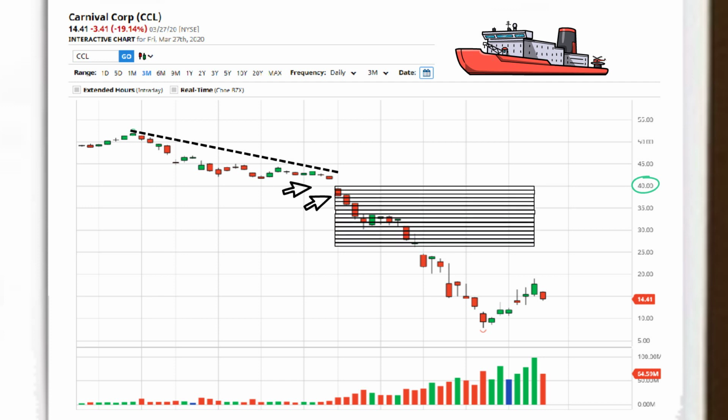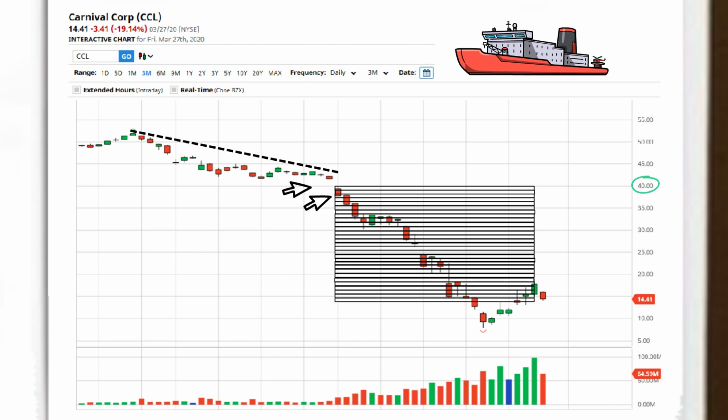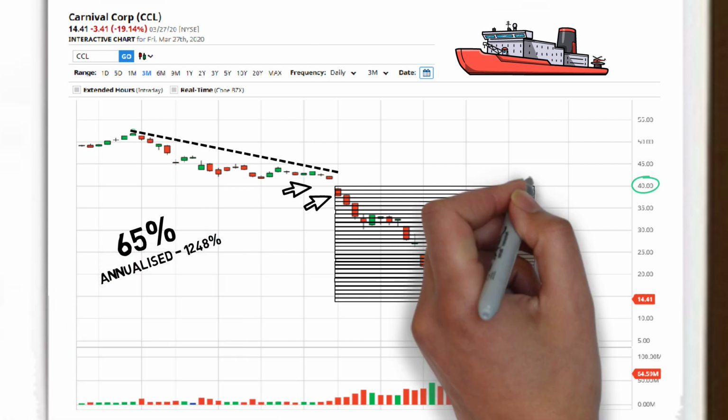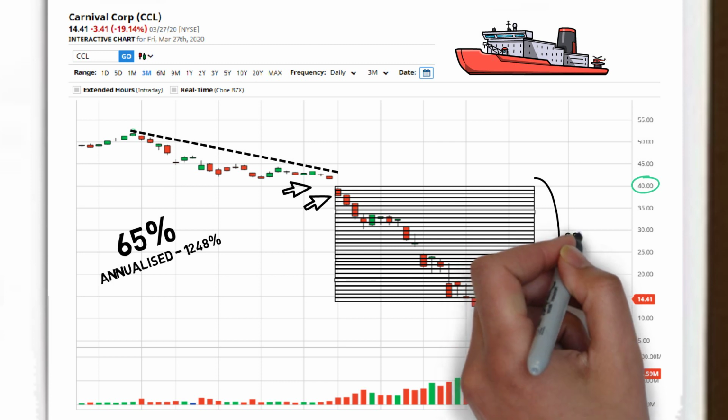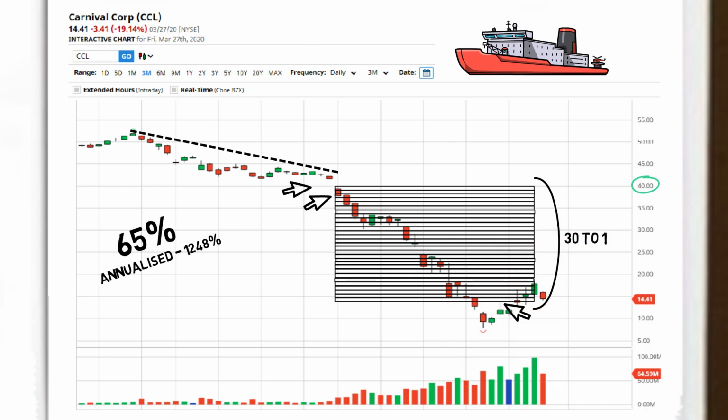The price continued its decline, and a trailing stop loss is entered to capture the bulk of the move. It finally retraced here almost 3 weeks later for a 65% return, and annualized, this would have been a 1,248% return. The risk-reward ratio on this trade would have been 30:1. Again, a great example of a gap continuation trade.